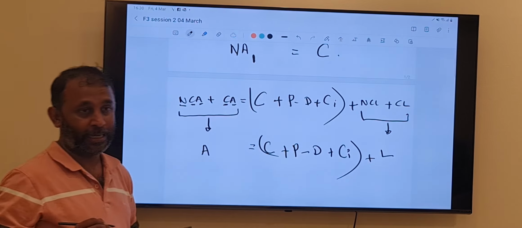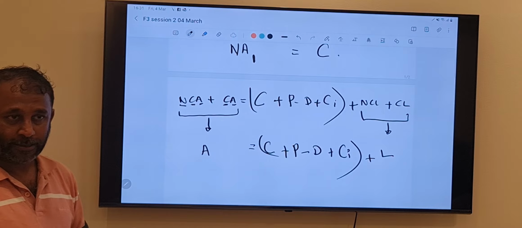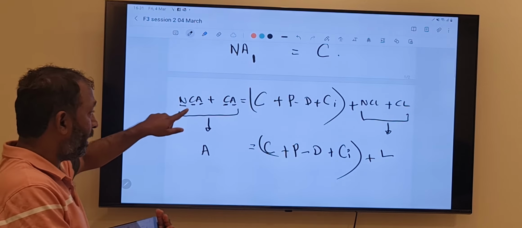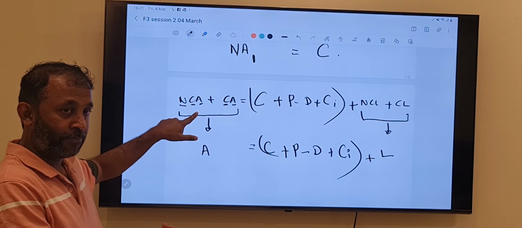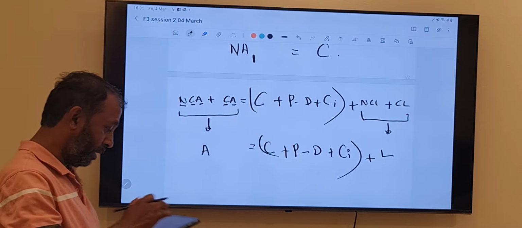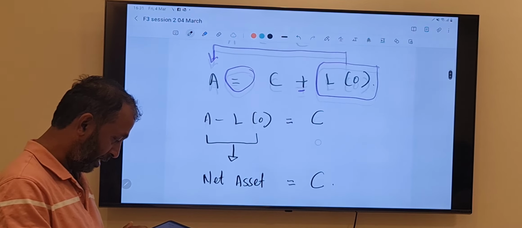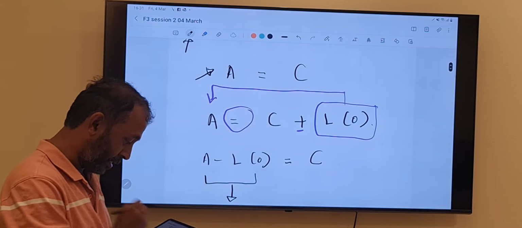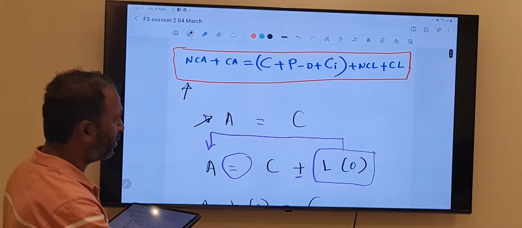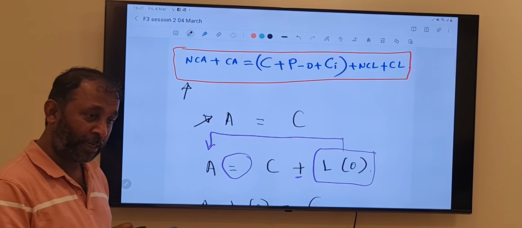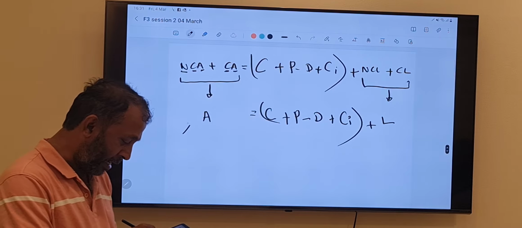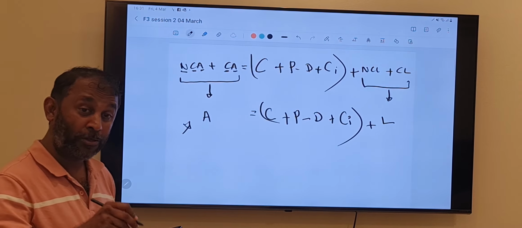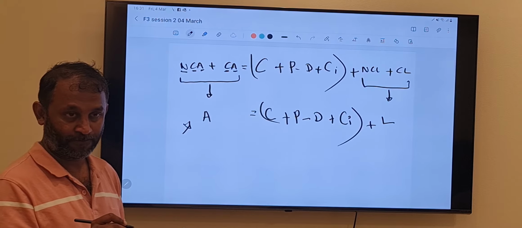Liability. So that is L. Correct? Now, is this equation at the beginning or at the end? This one is at the beginning, and this one is at the end. So the equation we have here is at the end of the business.